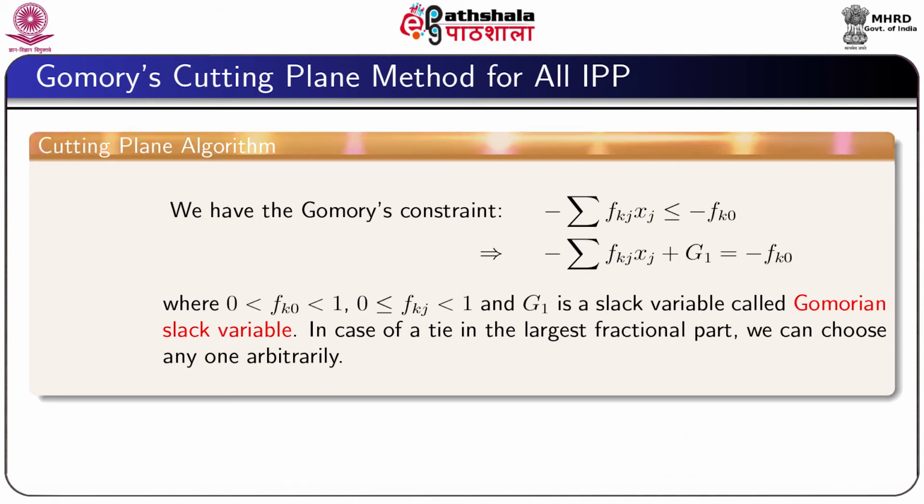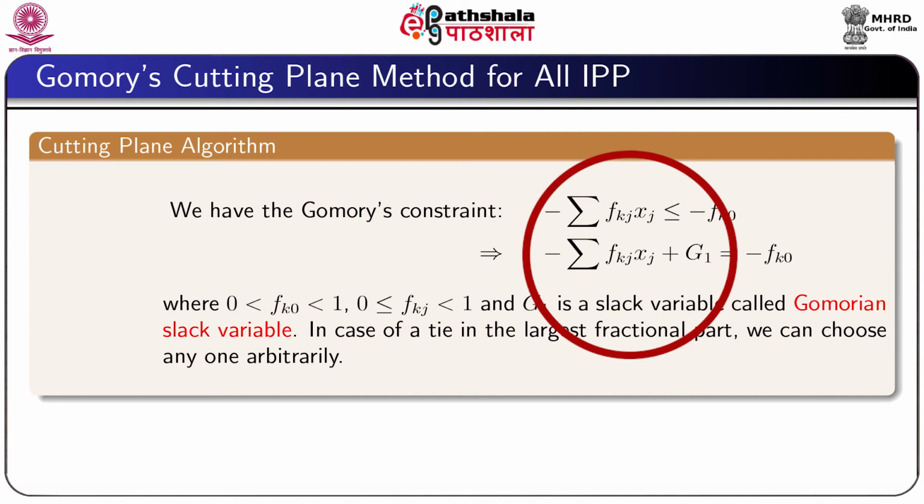The Gomory's constraint can be obtained as minus summation fkj xj less than or equal to minus fk0, and by adding the Gomorian slack variable, we can make it an equation: minus summation fkj xj plus g1 is equal to minus fk0, where 0 is less than fk0 less than 1 is a fraction, and 0 is less than or equal to fkj less than 1. fkj can take the value 0 also, it is also a fraction, and G1 is the Gomorian slack variable.